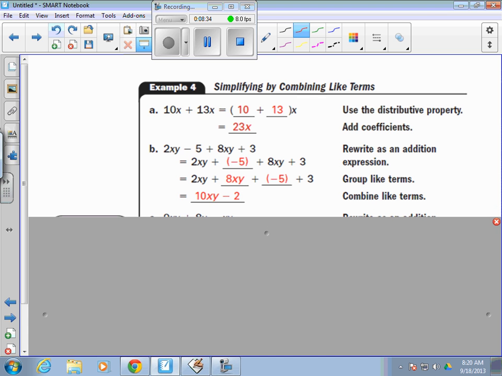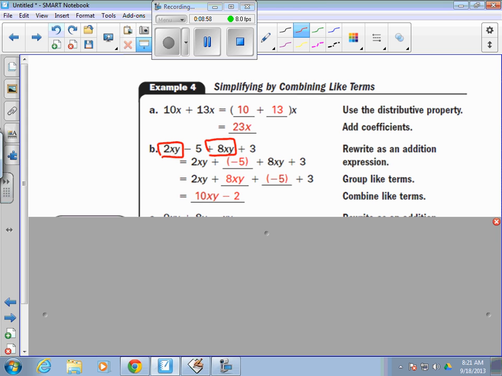For B, it says 2xy minus 5 plus 8xy. The exact same variables raised to the exact same exponents. Both of them have x and y. None of them are raised to anything but the first power, that's not shown. So it says to rewrite minus 5 as plus a negative 5. But other than that, you're just combining 2xy plus 8xy.